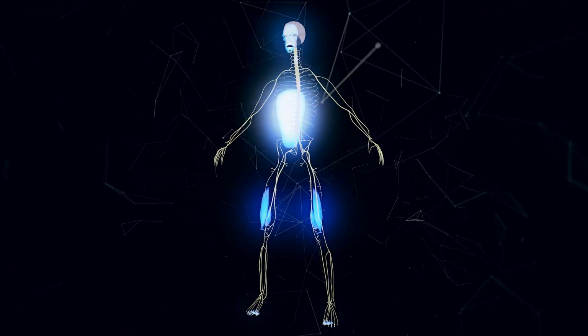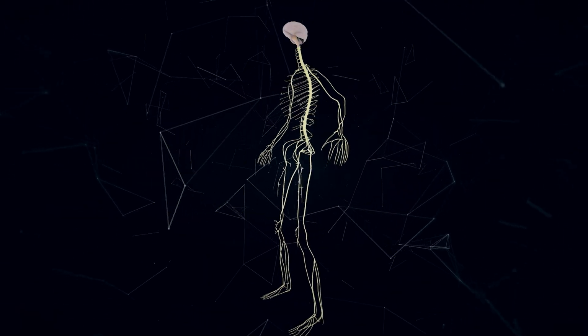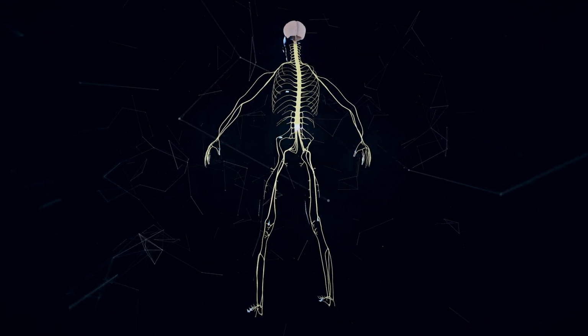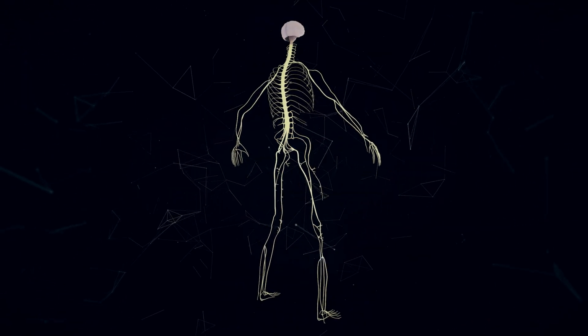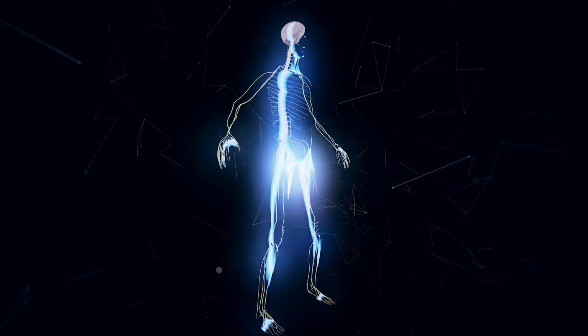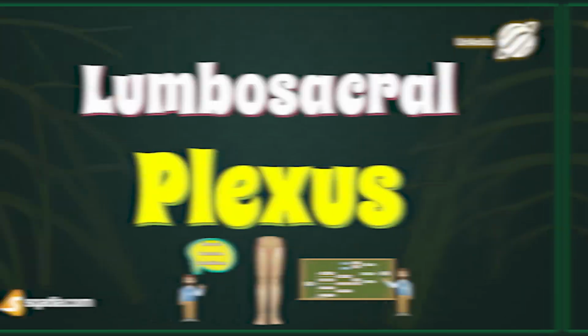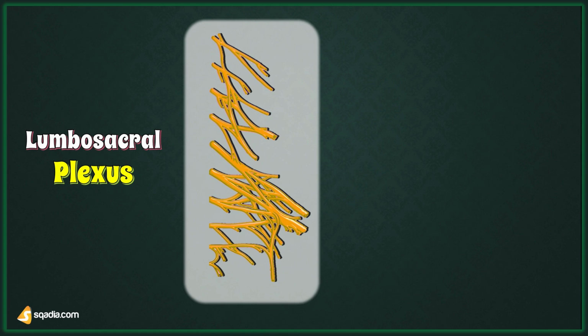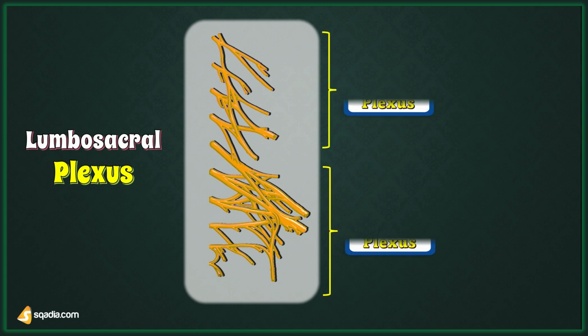The primary centers of communication are the brain and spinal cord, though impulses can also come from internal organs, muscles, and sensory organs. In this video, our focus of discussion is a structure called the lumbosacral plexus. In fact, it is not a singular structure but can be divided into two separate plexuses called the lumbar plexus and sacral plexus.